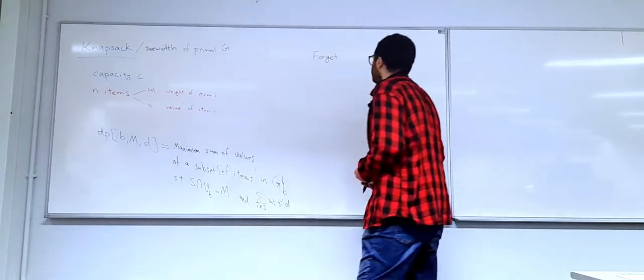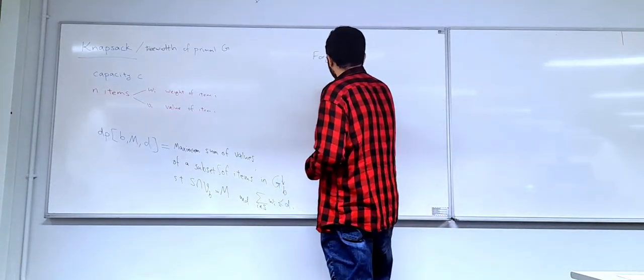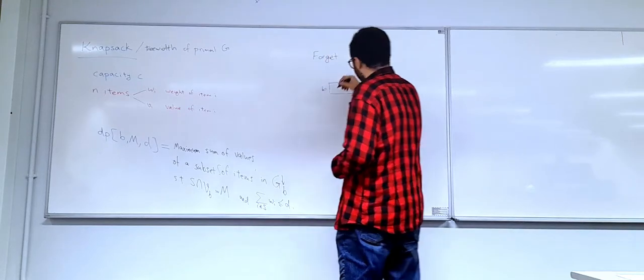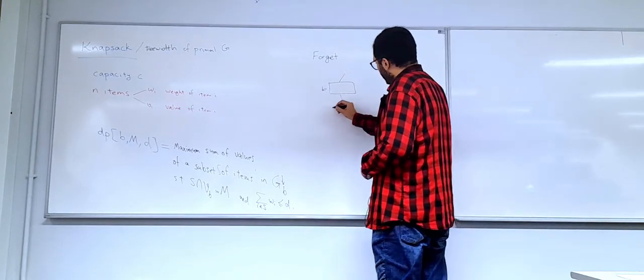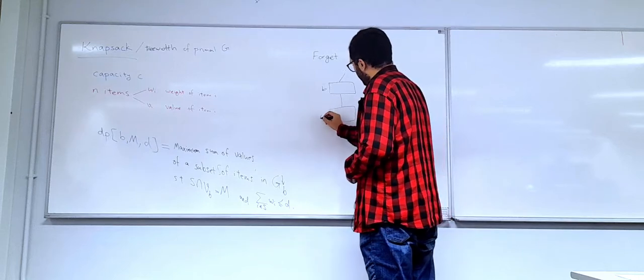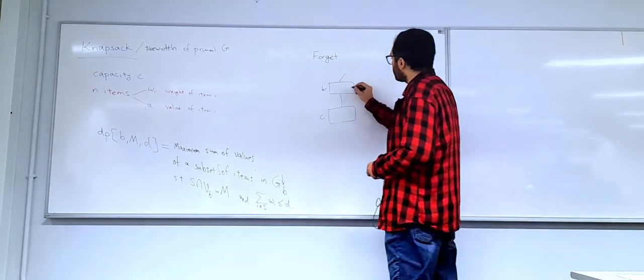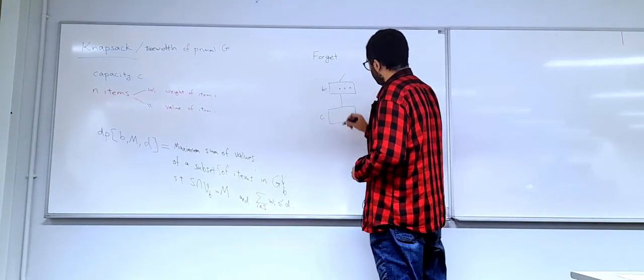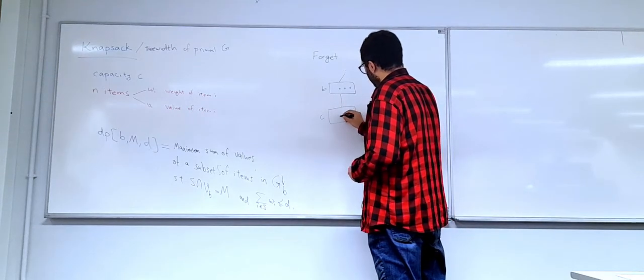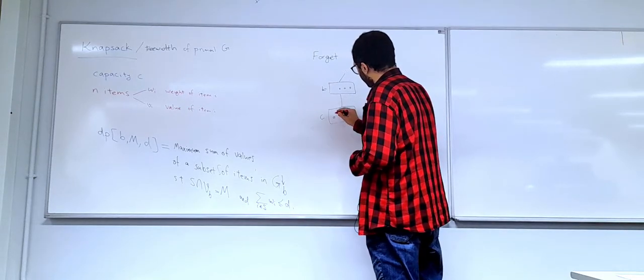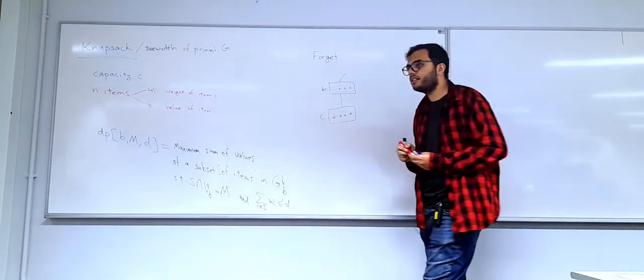So a forget node is basically the opposite of an introduce node. I have some bag B, I have some future up there. The bag B has exactly one child C, but now C has one vertex more than B. So I have a bunch of vertices that are in B. All of them are also in C. C has just one more vertex, let's again call that I.